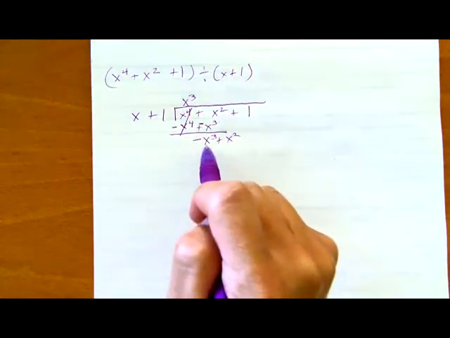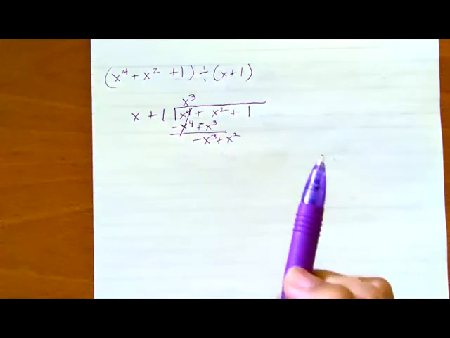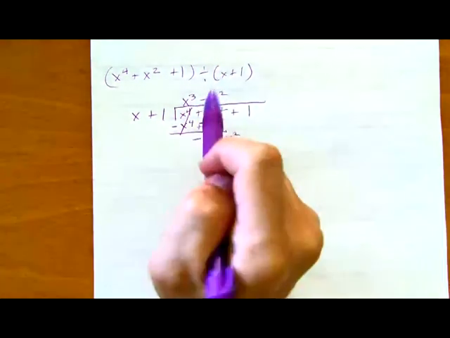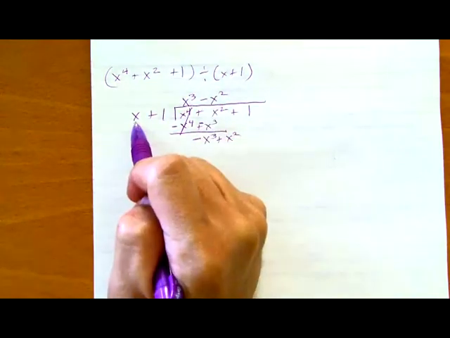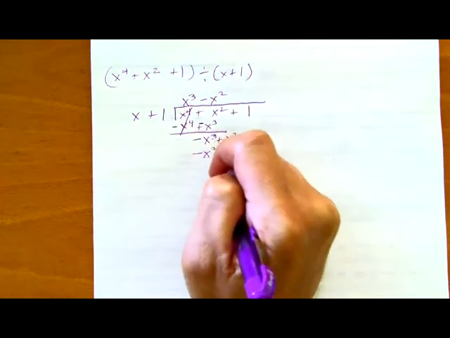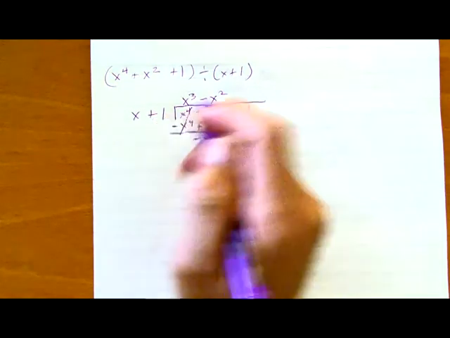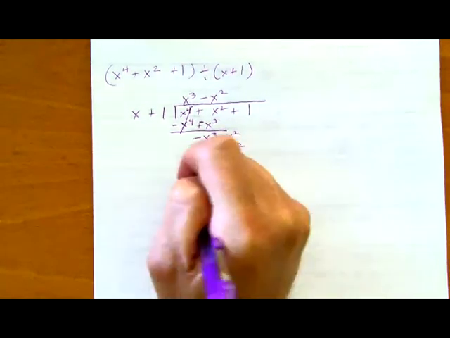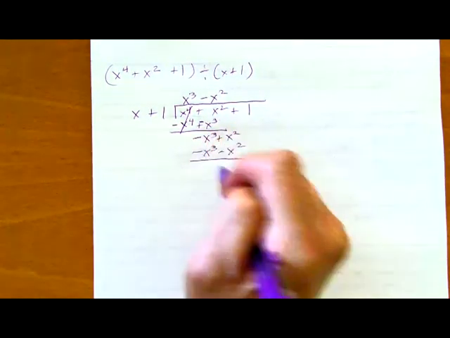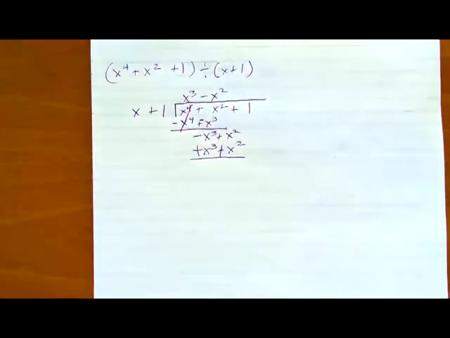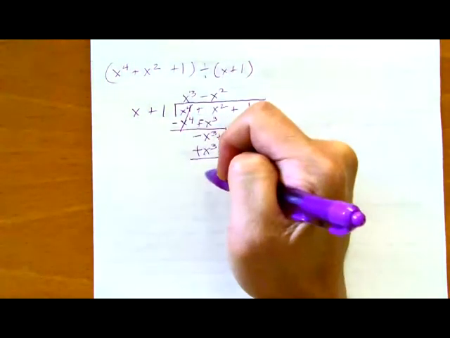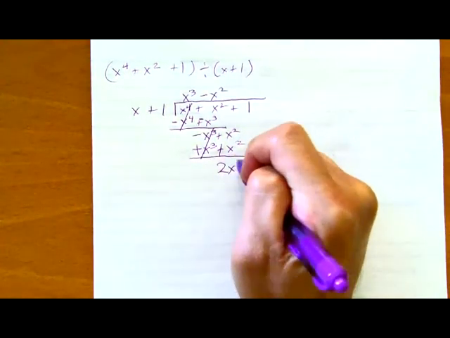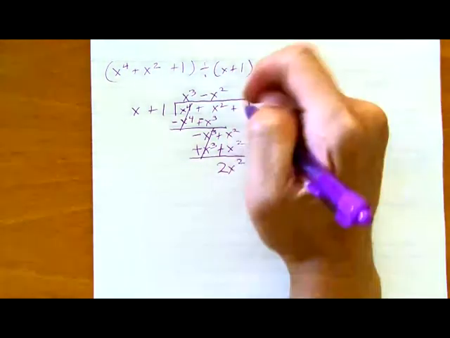Something times x is negative x to the 3rd. Negative x to the 2nd. Negative x to the 2nd times x is negative x to the 3rd. Negative x to the 2nd times 1 is negative x to the 2nd. We're going to subtract. That means the signs change. This becomes plus. This becomes plus. If I add straight down, that cancels. This is actually 2x to the 2nd. And then we drop the 1.